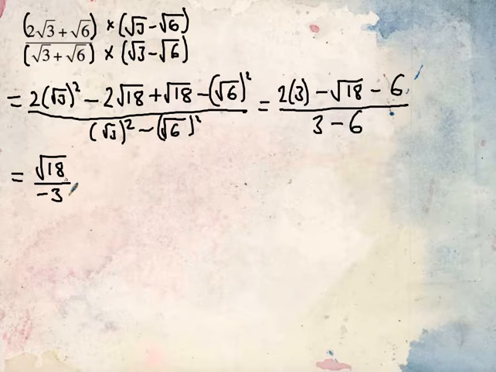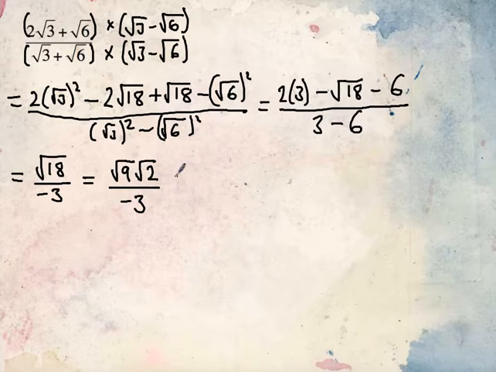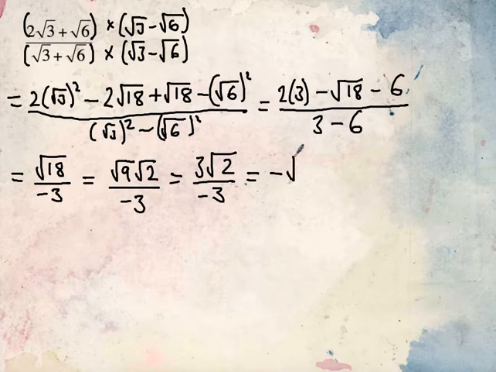Now, you may be tempted to think that we're complete here, but notice that root 18 has a square factor, and in fact I can write this as root 9 times root 2 over minus 3, which is then 3 root 2 over minus 3. And so dividing top and bottom by 3, I just get left with minus root 2.